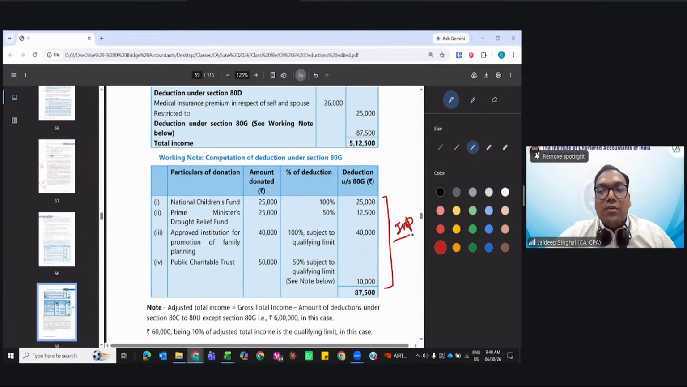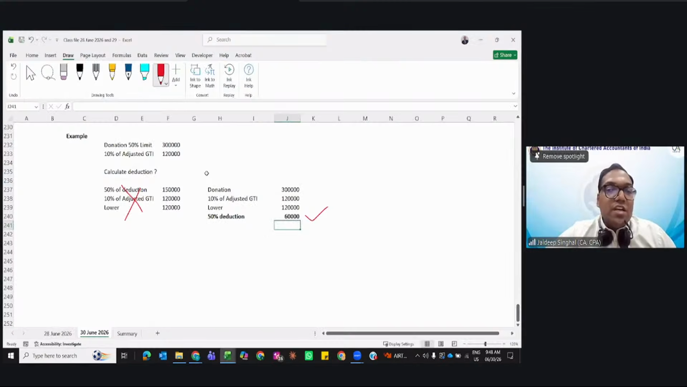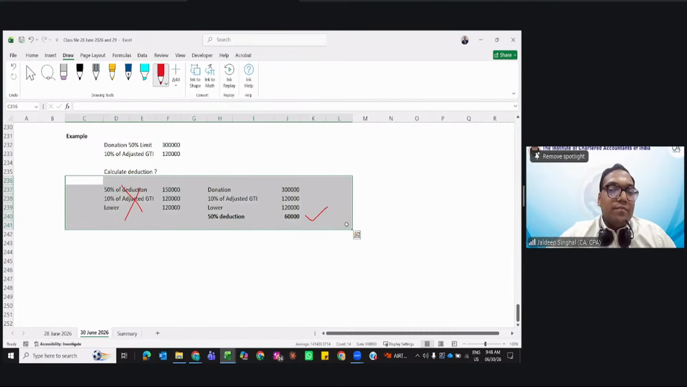This ATG calculation is very important. We have done some examples. We have done an example on ATG. Plus, I have also told you this thing, right?